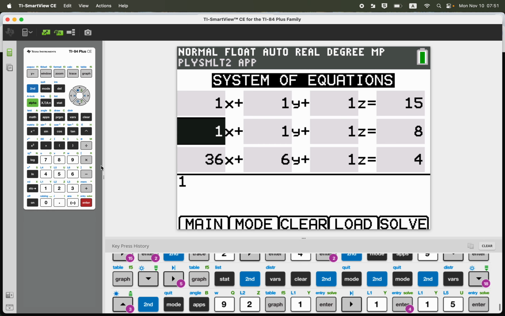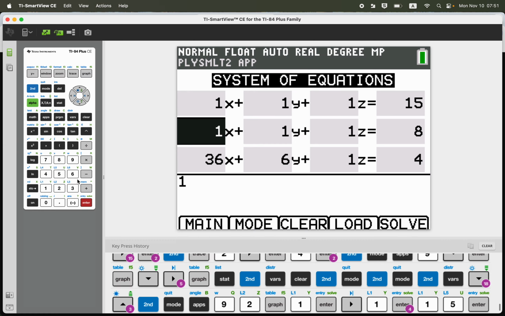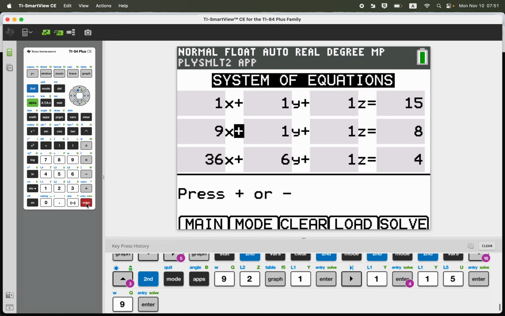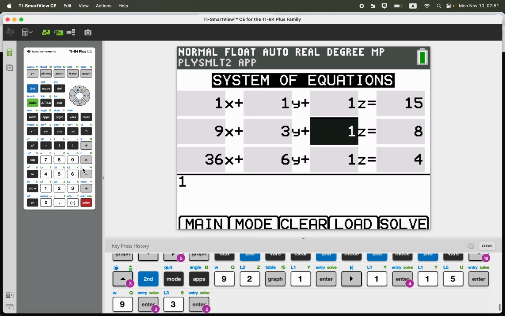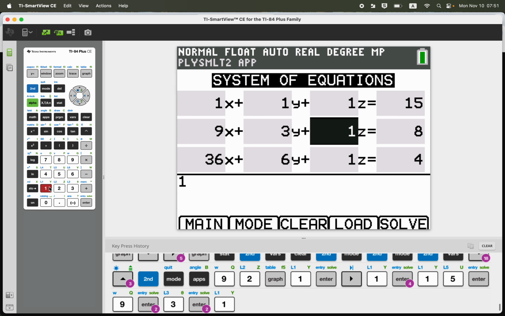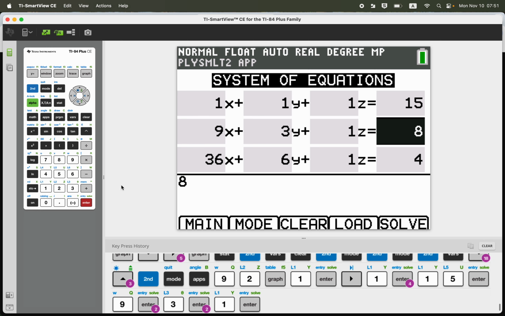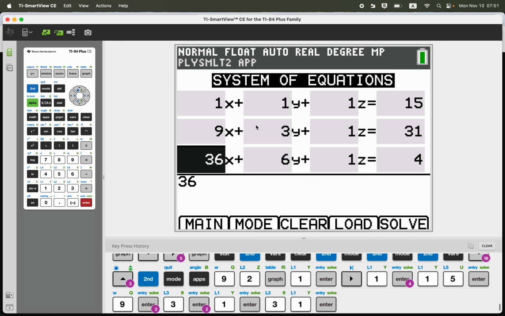3, 3, 1, so that means that this will be 9, because 3 squared is 9. This will be a 3. And then this will be a 1, because c is just 1. The coefficient is 1. And that y value is 31. So this equation that I just finished entering corresponds to the point 3, 31. Remember here, since x is squared, the 3 becomes 9, etc.